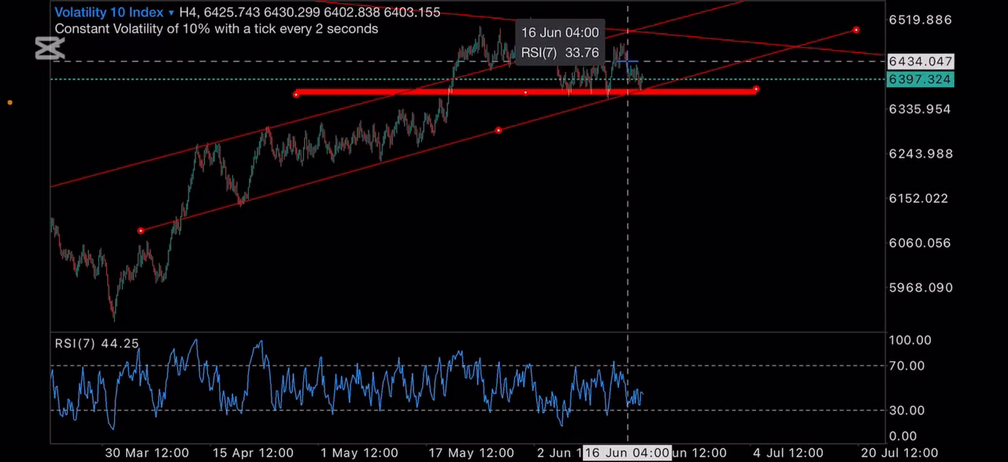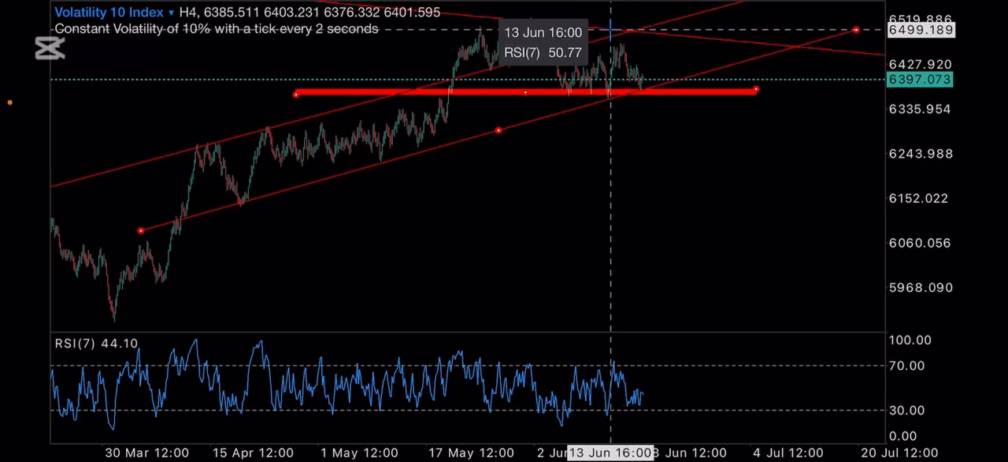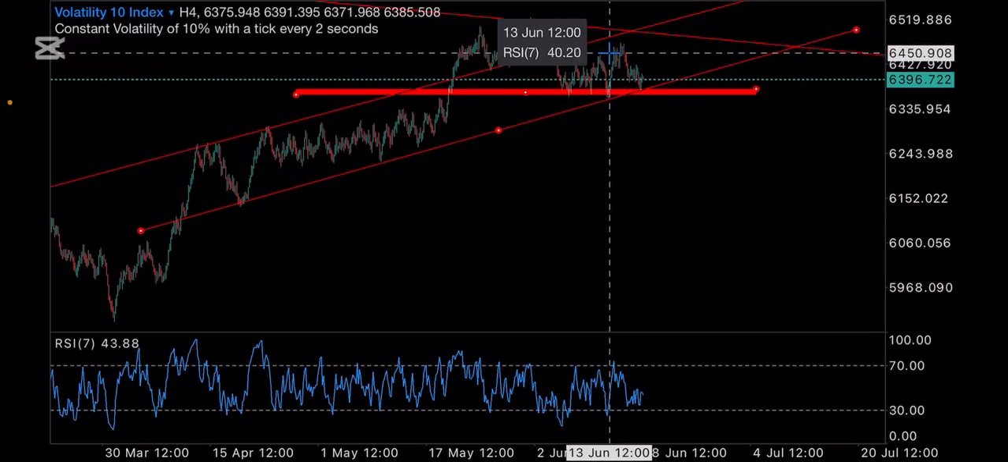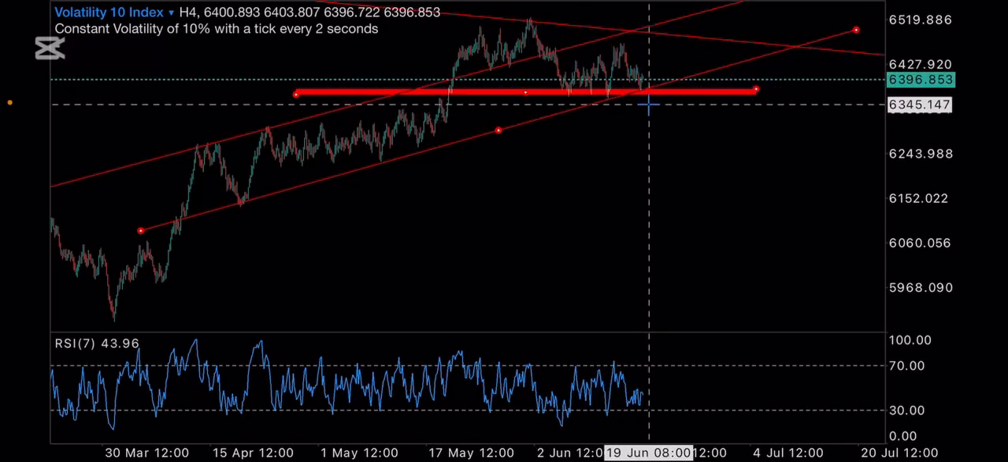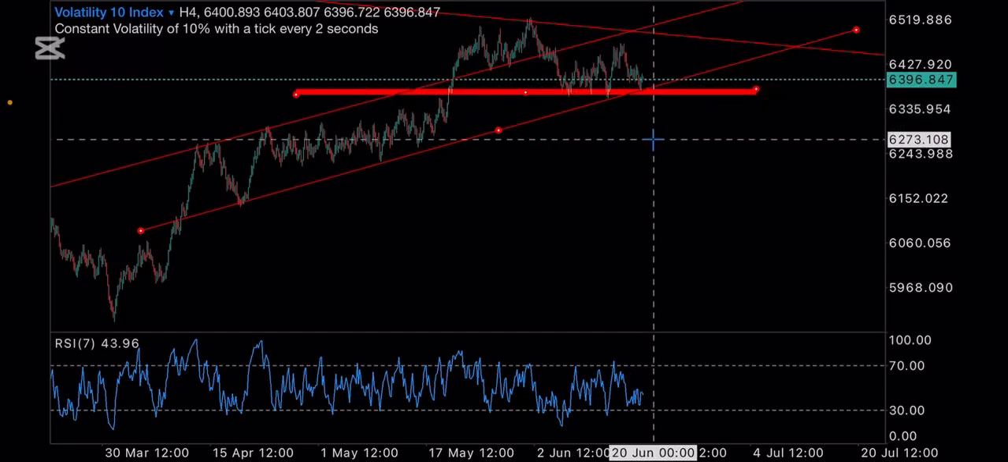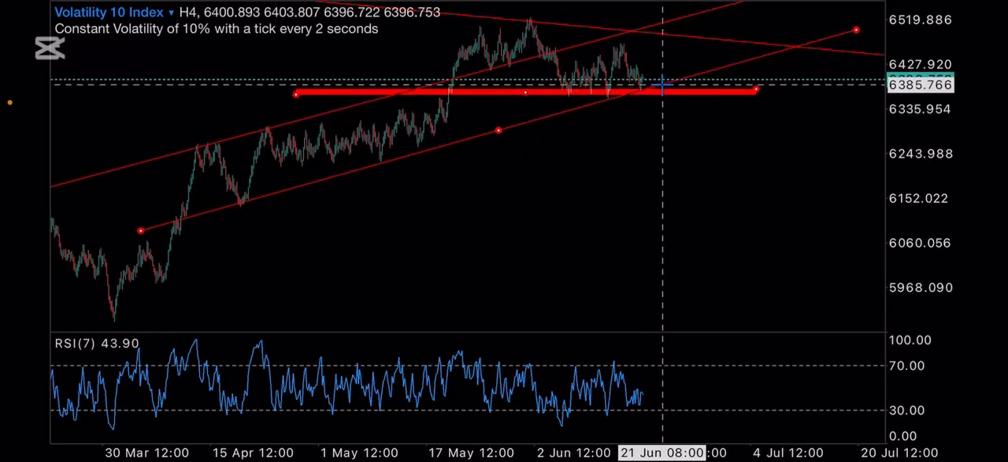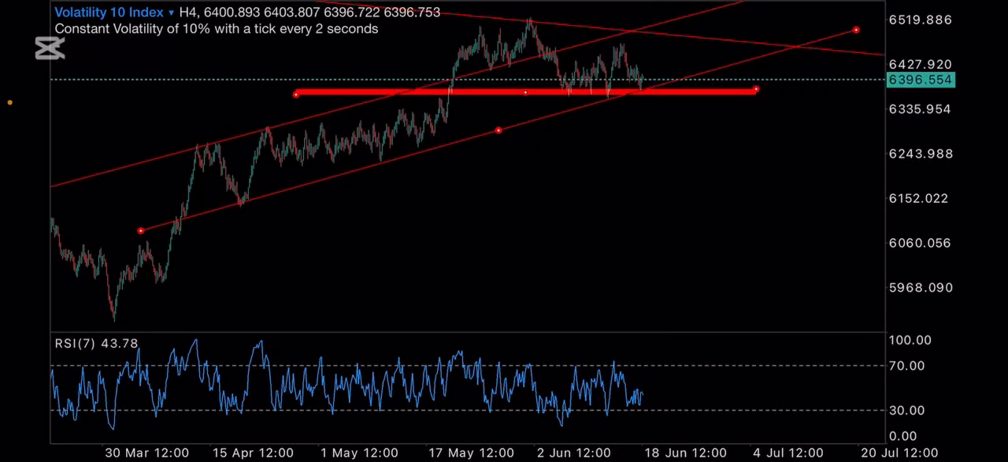Remember, my bias from the weekly is already to sell. So what I'm going to be looking for is for price in the lower time frame to break the least structure. So once it does this in the 4 hours time frame, breaks, makes a retest, then somewhere around here I will be taking my trade.